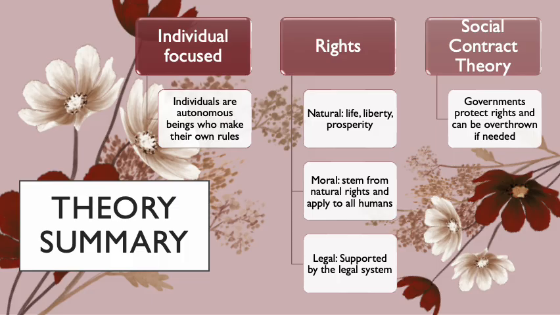The social contract theory is an essential component of secular natural law ethics and indicates that governments protect the rights of the individual, and governments should be peacefully relinquished if needed if they are no longer serving the purpose of protecting the autonomy of the people.